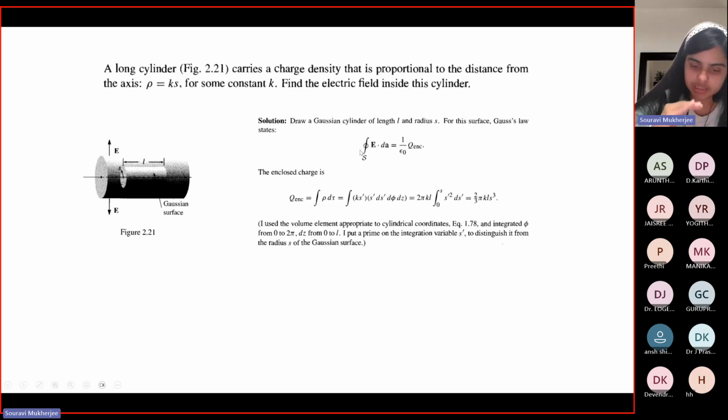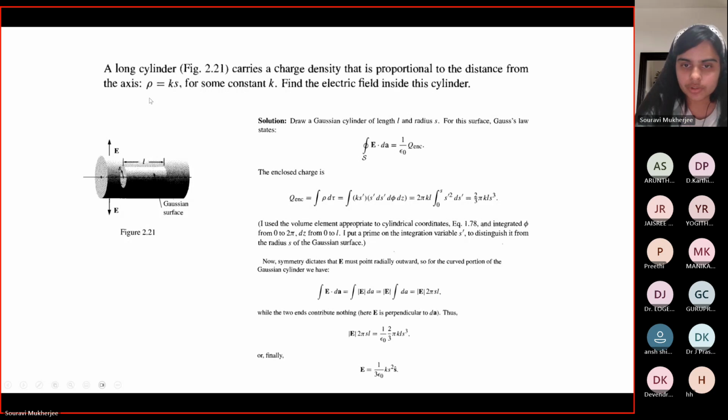So when you consider the curved surface of the cylinder, you know the area vector will be pointed like this, right, along the radial components. And similarly, if you consider this surface, it will have something along this line, along the axis of the cylinder. Similarly, this will be along the axis, while the curved surface will have it along the radial direction, right? So now this is where the symmetry comes in.